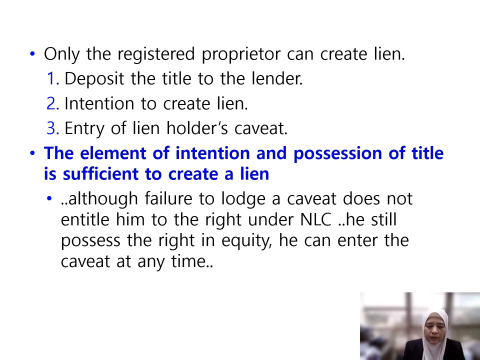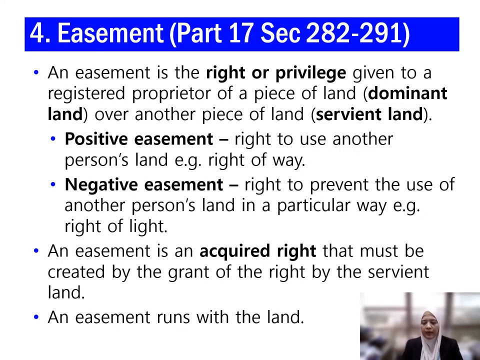So that was the court case. Now, what about the last one, the easement? Easement comes under Part 17, sections 282 until 291. What is easement? In BM, the spelling of easement is I-S-M-E-N. Easement is a right or a privilege.